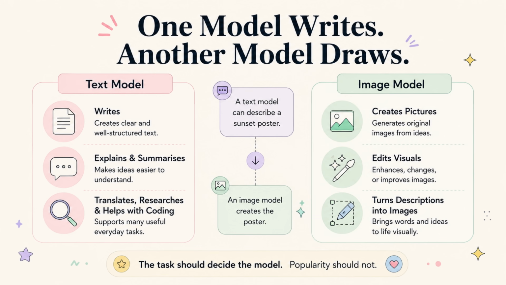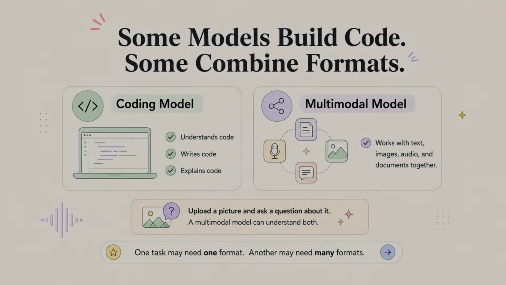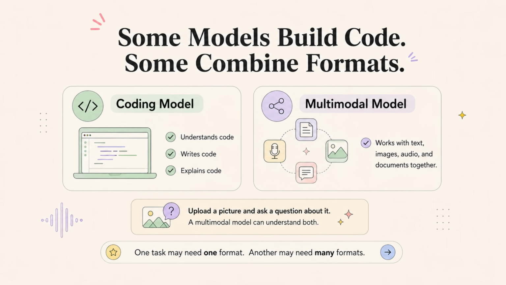Text models create and understand language. They help with writing, explaining, summarizing, translating, researching, and coding. Image models create or edit pictures. Audio models work with speech, voices, sound effects, and music. Video models create clips, scenes, and animations. Coding models are designed to understand and generate software code. Multimodal models work with several formats together. For example, a multimodal model may read a document, understand an image, listen to audio, and respond with text.